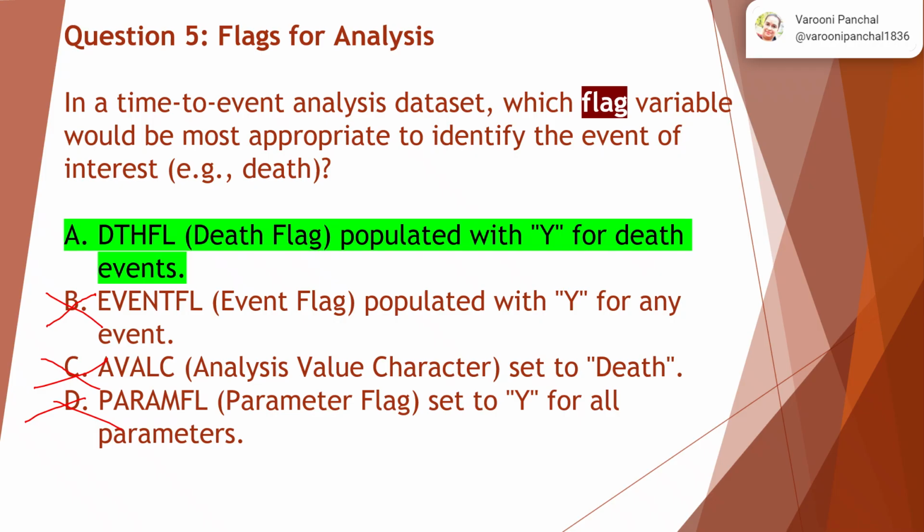So the correct answer is the death flag populated with Y for the death events. So the reason is, wherever you see the death reported, only for those the death flag should be populated as Y and not for other events, right?